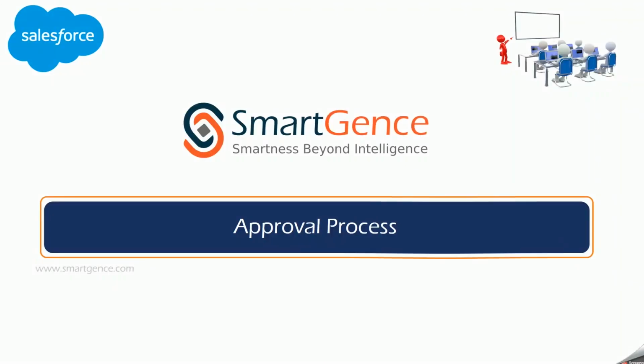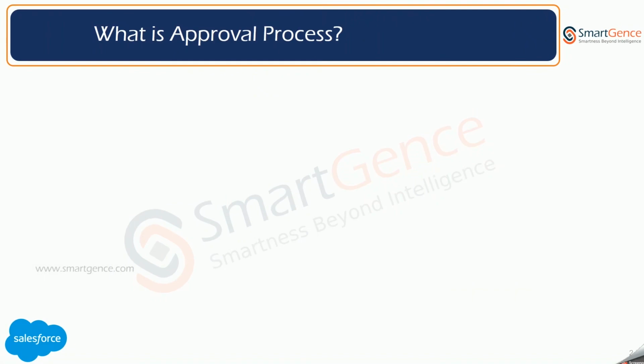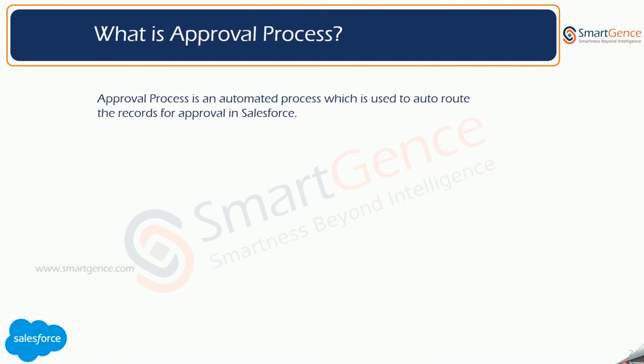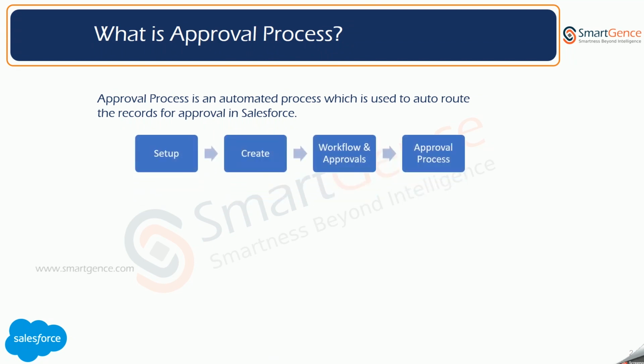So this session is on approval process in Salesforce. Firstly, what is an approval process? It's just the literal meaning. It is an automated process which we would use to route the records for approval based on some criteria, right? To create an approval process, we have to navigate through Setup, Create, under Workflows and Approvals.